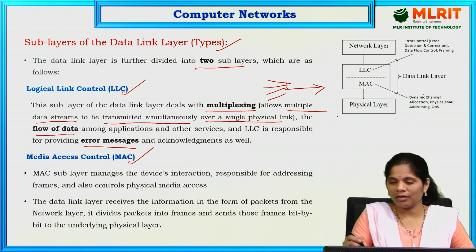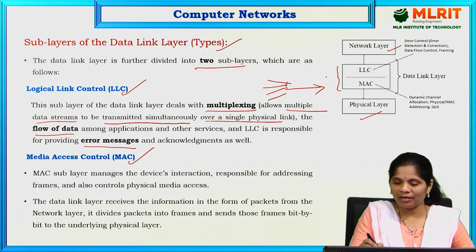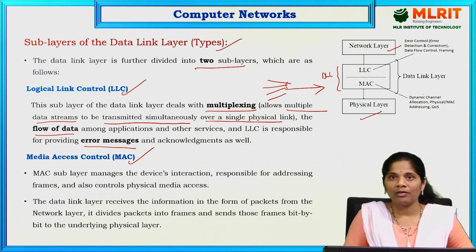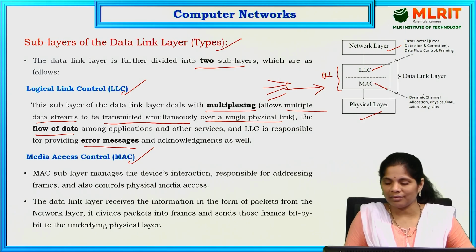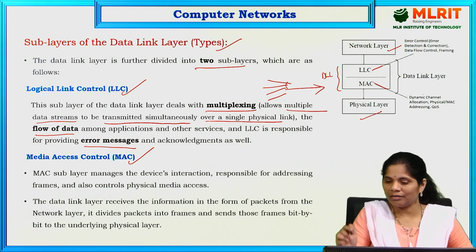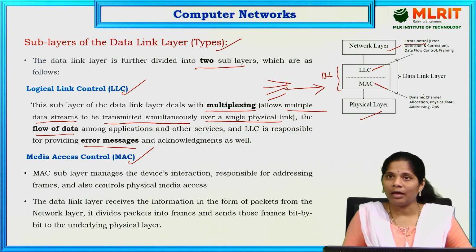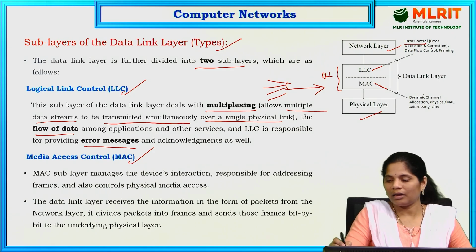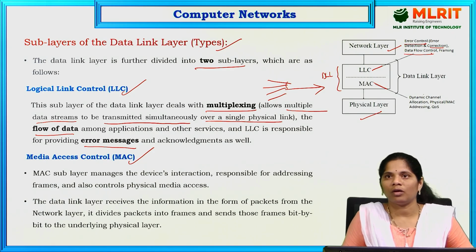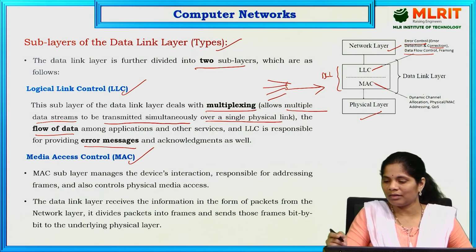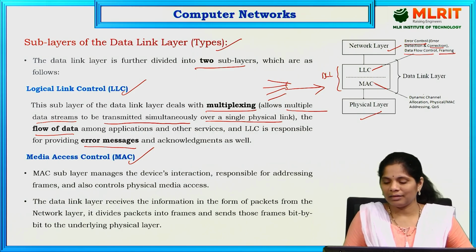See in this picture, the network layer and network layer, and this is the physical layer. In between, this is the data link layer, that is DLL. This data link layer has LLC and MAC. LLC is logical link control. It supports error control, meaning error detection and error correction. Next, data flow control, how the data is going to flow. At the same time, framing. These three come under the logical link control layer.